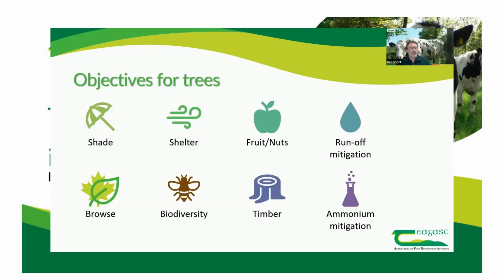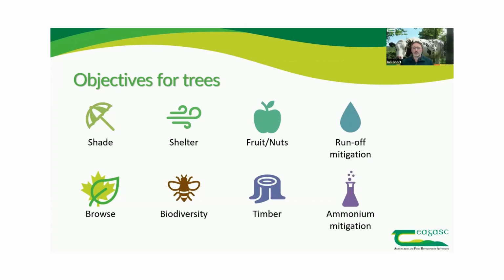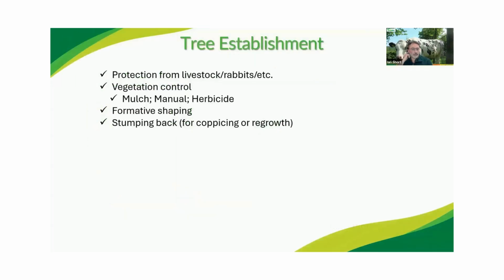We can potentially have browse coming from the trees and the shrubs, so we get a diverse diet for the livestock, and we can also get timber from all of these as well. So I'm going to be looking at some of the management for these objectives, including management for timber.